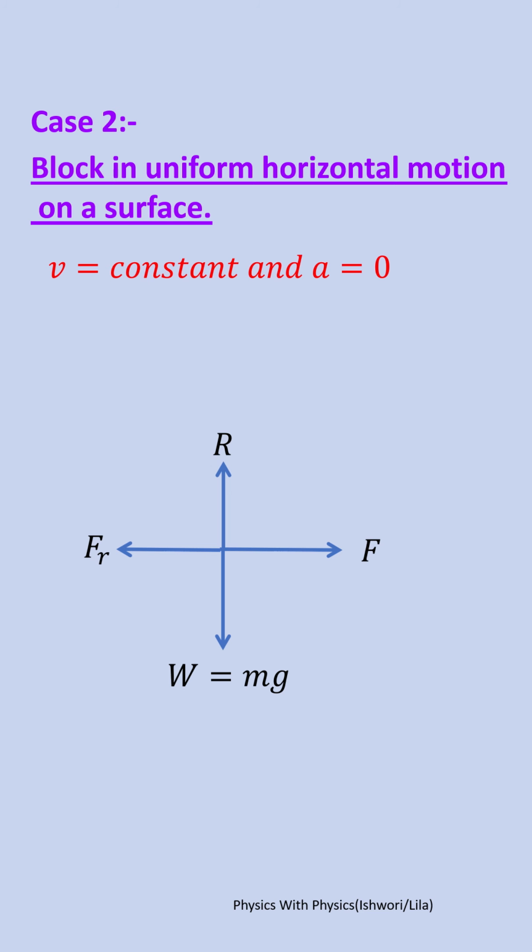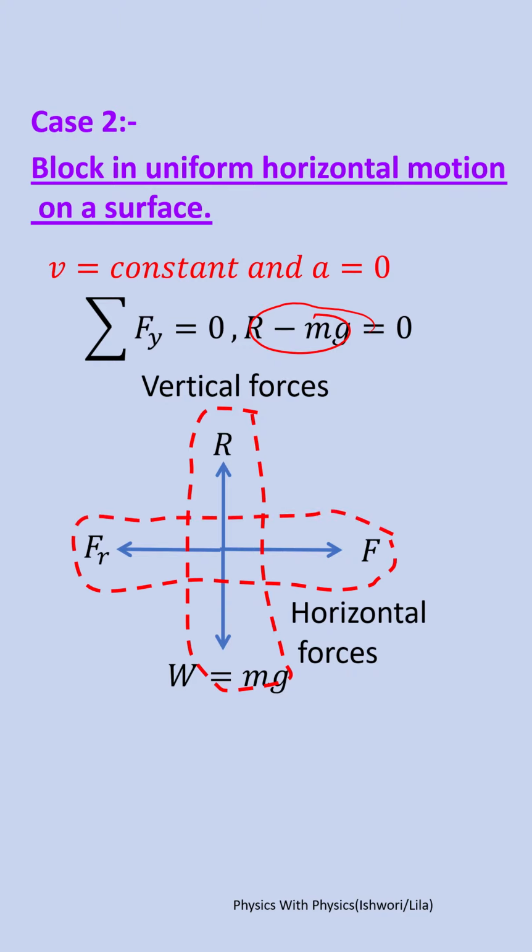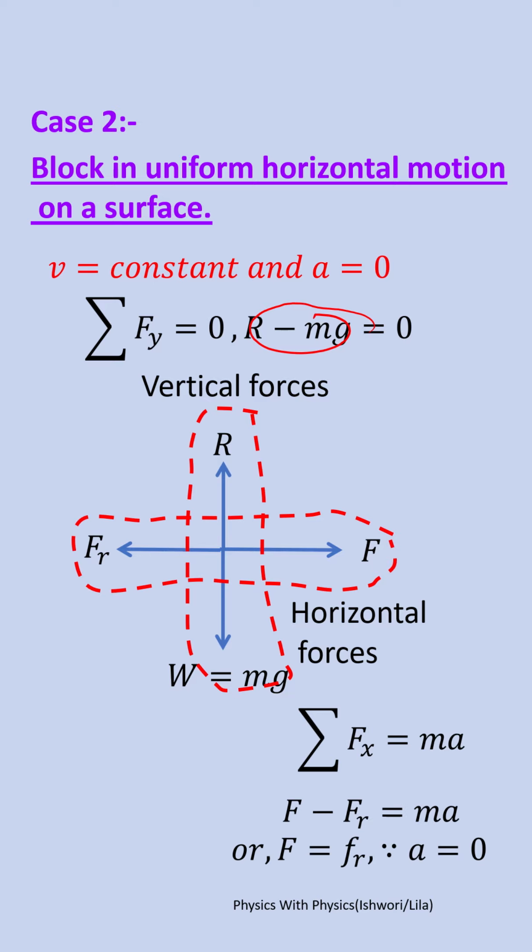Here are the forces. These are vertical forces: R minus mg equals 0, as we discussed earlier. And this is the horizontal force: summation of Fx equals ma, so F minus Fr equals 0, since the motion is uniform and acceleration is 0. That's why F equals Fr. If the frictional force is also 0, then F equals 0. It becomes Newton's law.